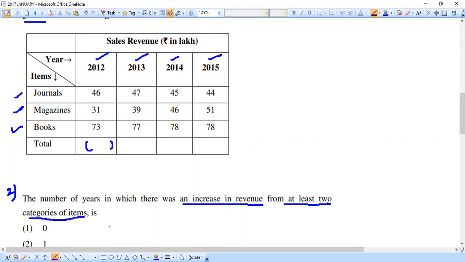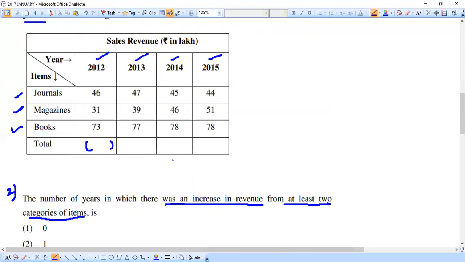Let's clearly understand the question first of all. See what is asked: the number of years in which there was an increase in the revenue. So we need to just compare the sales revenue displayed here for any particular year with the previous year, and see whether there is an increase. That's what is asked here. The number of years in which there was an increase in the revenue from at least 2 categories of items. So this is what we have in the question. So at least in 2 categories.